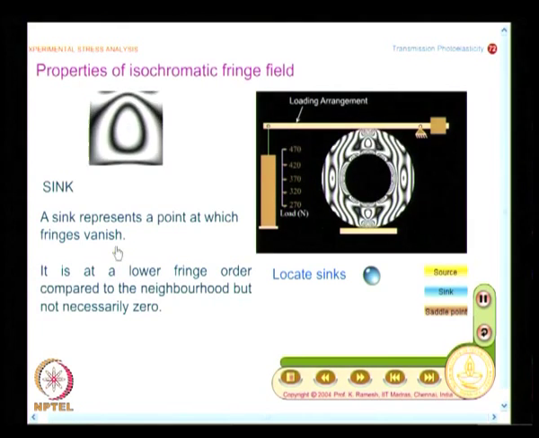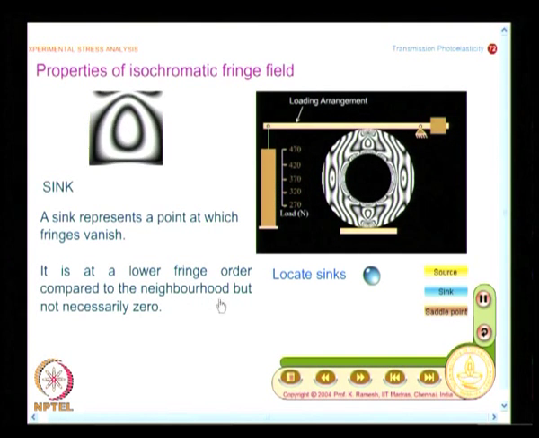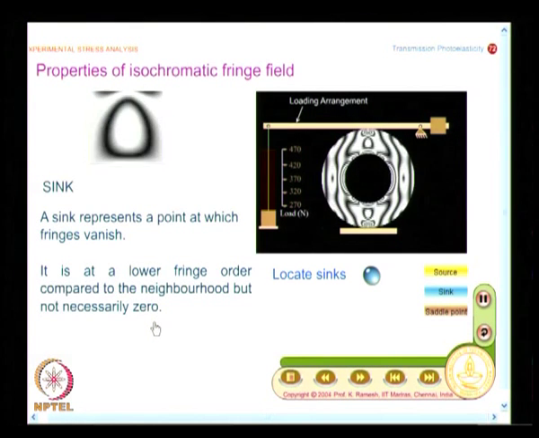So, if you want to reconfirm this, gradually increase the load and decrease the load and find out whether it is a sink or source or a 0th fringe order; you will have to find out very carefully. And what you will have to keep in mind is, a sink only says it is at a lower fringe order compared to the neighborhood, but not necessarily 0. If the load is such, you may have a 0th fringe order. There is no bar that a sink should not be a 0th fringe order. It depends on the particular load that is applied. It is at a lower fringe order.